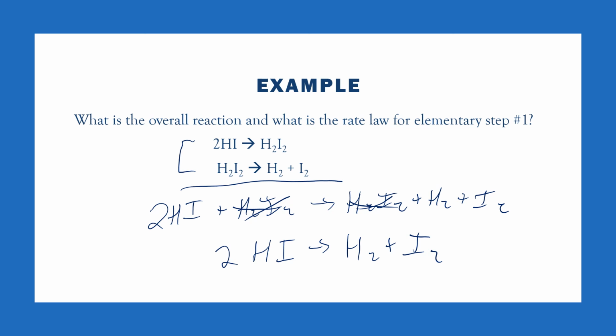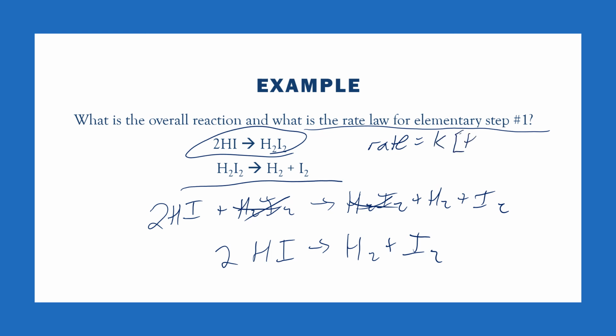And then for the second part here, what is the rate law for step 1? We just need to use the reactants in step 1. So you would write rate equals k. You always start with rate equals k. And then brackets HI. And there's 2 of those, so it's squared. And that's it.